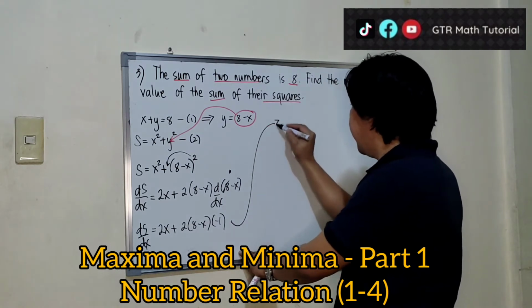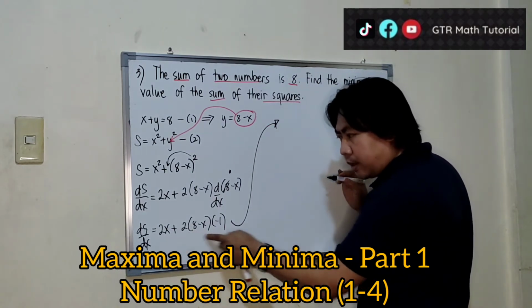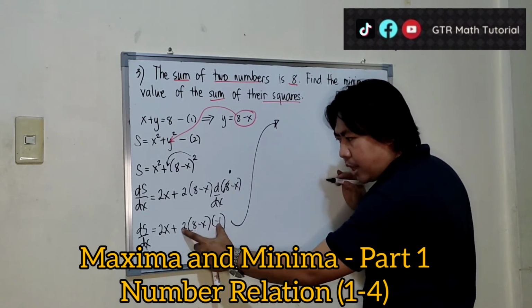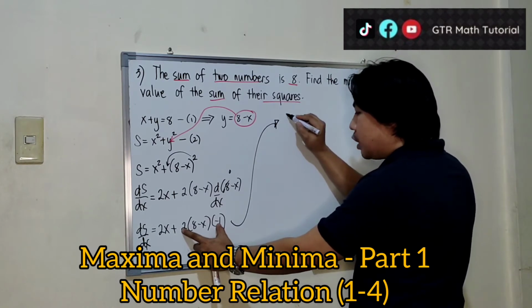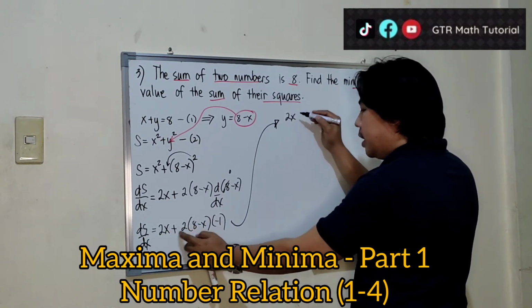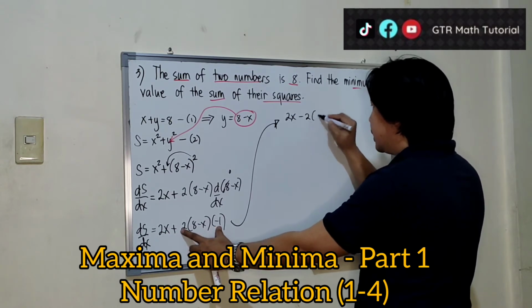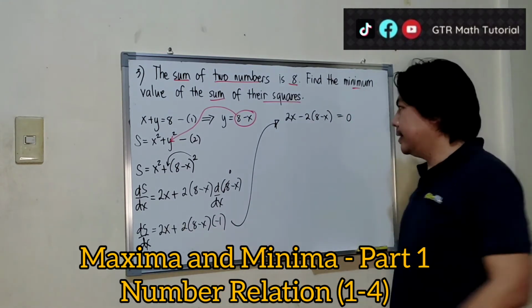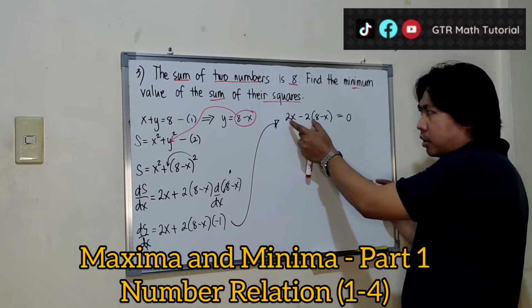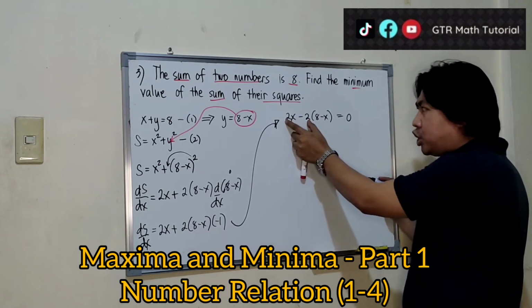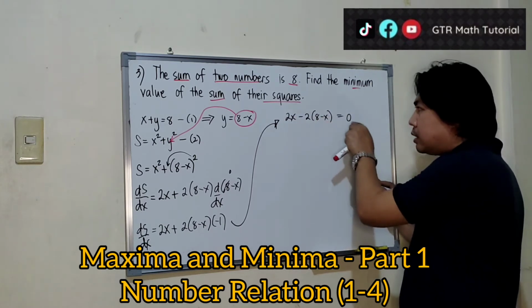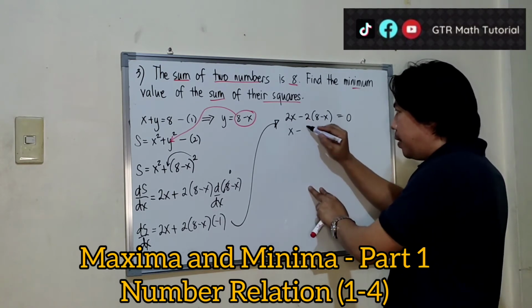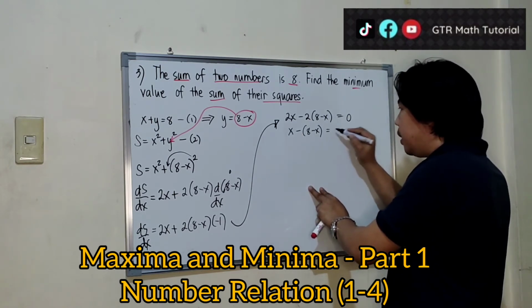So now, equate to 0 and simplify. So we have 2 times negative 1, so that is negative 2. At the same time, let us equate to 0. So we have, just copy 2x, then 2 times negative 1, that is negative 2, times 8 minus x equals 0. Then solve for x. Since both of the terms have 2, we can divide both sides by 2. So divide this by 2, so we have x, minus, divided by 2, so we have 8 minus x equals 0.